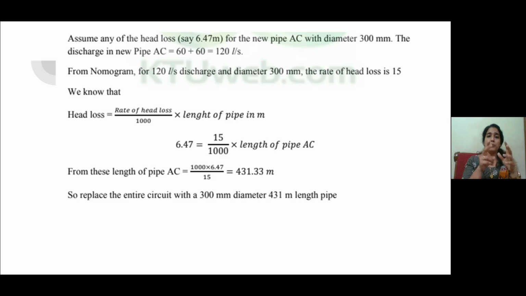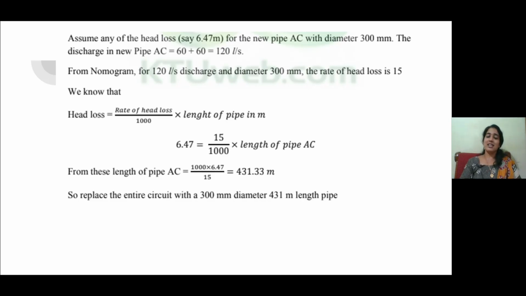These are the two principles you have to remember. The head loss in a particular network should be equal to the sum of the head losses in each pipe in that network. And the second principle is head loss calculation, that is head loss in a particular pipe should be equal to rate of head loss divided by 1000 into length of that pipe. Next we will move on to the second example for the equivalent pipe system.